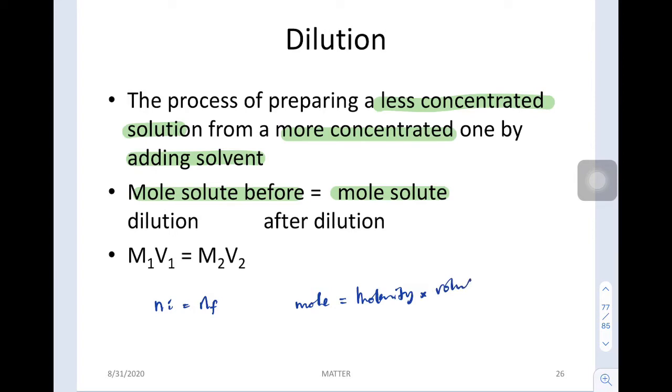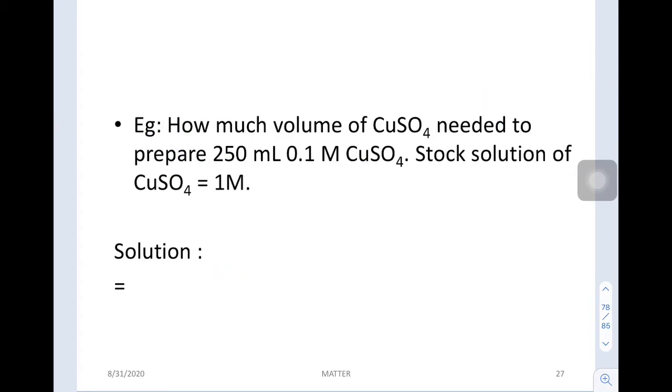multiplied with the volume. When we apply this formula, molarity is actually mole over V. And then we make mole the subject, so the mole is equal to molarity multiplied with V. So when we say that mole initial is equal to mole final, it means that M1 V1, the initial mole that we got from the multiplication of the molarity and its volume, is equal to the n final, which is equal to the new concentration multiplied with the new volume. Look at the example.